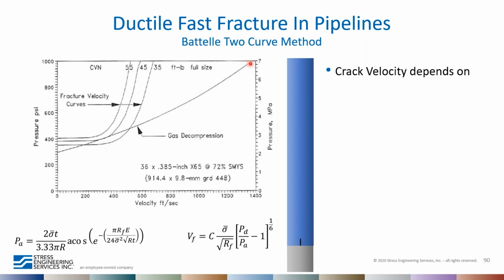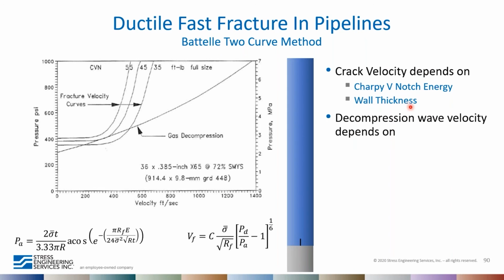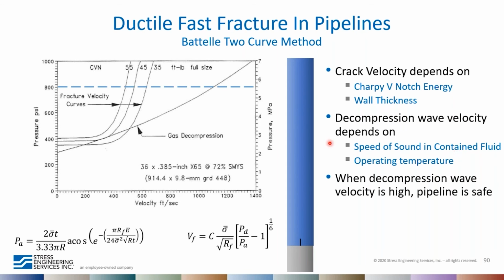On the other hand, you have a decompression that occurs from some initial crack, and the decompression progresses through the pipeline at the speed of sound. So again, the crack velocity depends on the toughness or the Charpy V-notch energy and the wall thickness of the component. And the decompression wave velocity depends on the speed of sound in the liquid and the operating temperature. And so when you're up here where the decompression velocity of the contents is very high, then it quickly propagates away from ahead of the crack much faster than the crack can grow. And as a result of that, you don't see too much damage.